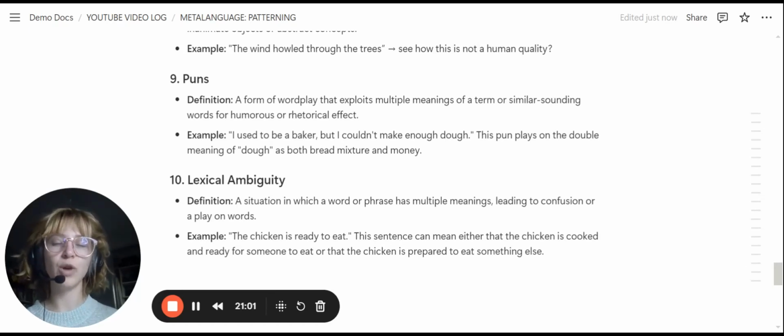Puns, a form of word play. So pretty classic, good fun. I used to be a baker, but I didn't make enough dough is classic. So it plays upon words that have multiple meanings.